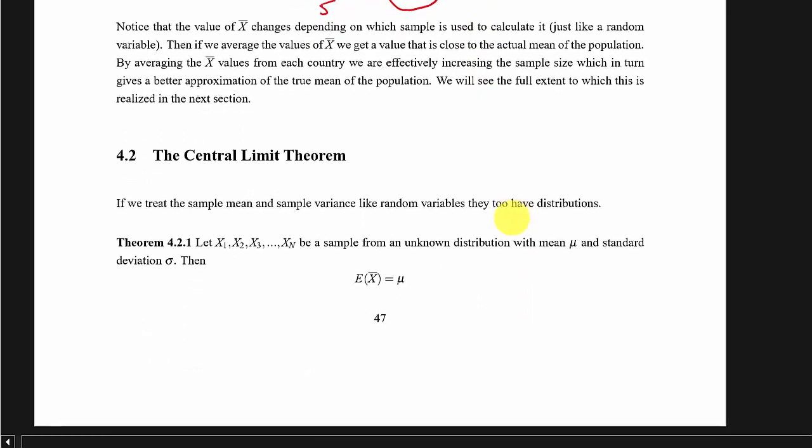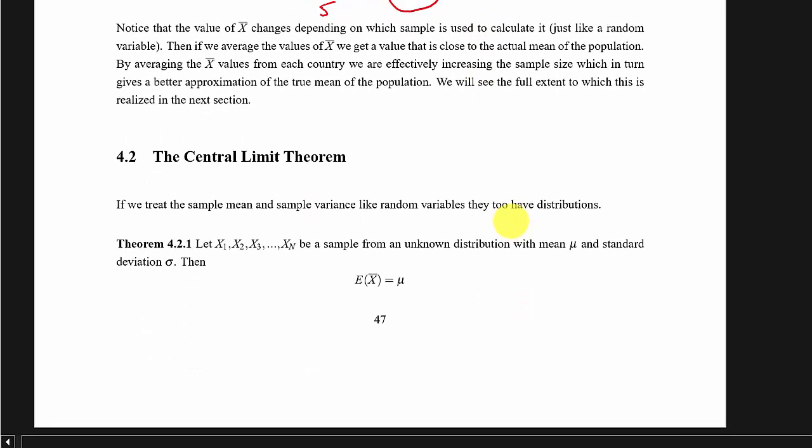All right, so here we'll look at the central limit theorem. First, let's look at this. If we treat the sample mean and sample variance like random variables, they too have distributions.